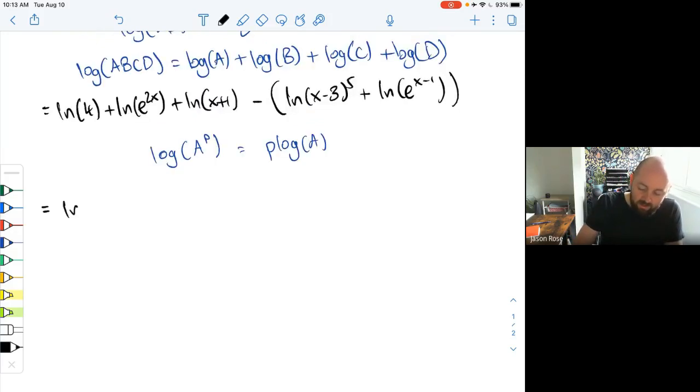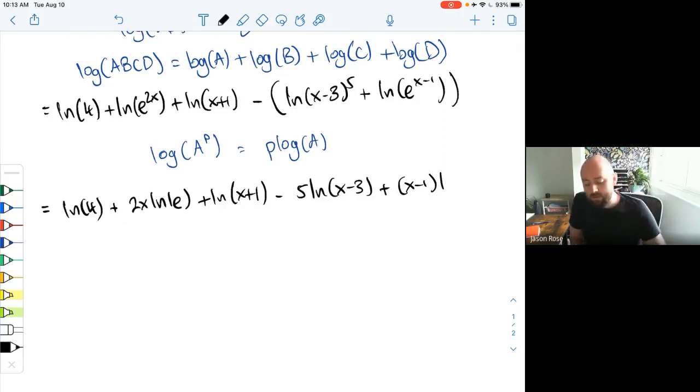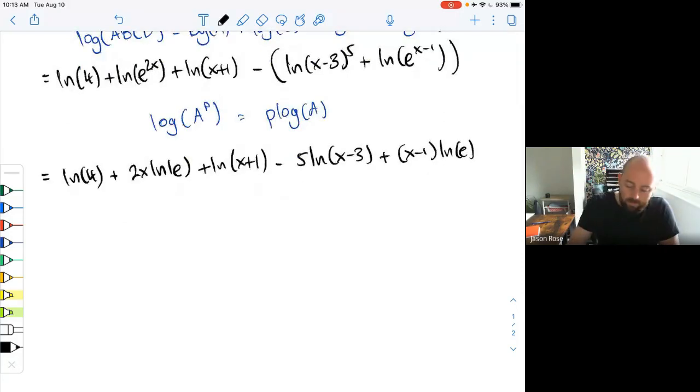So this is still just natural log of 4, but this is 2x times natural log of e plus natural log of x plus 1 minus 5 times natural log of x minus 3 plus x minus 1 times natural log of e. So this here doesn't look like it, but that's a bracket. That's it. We're almost finished.